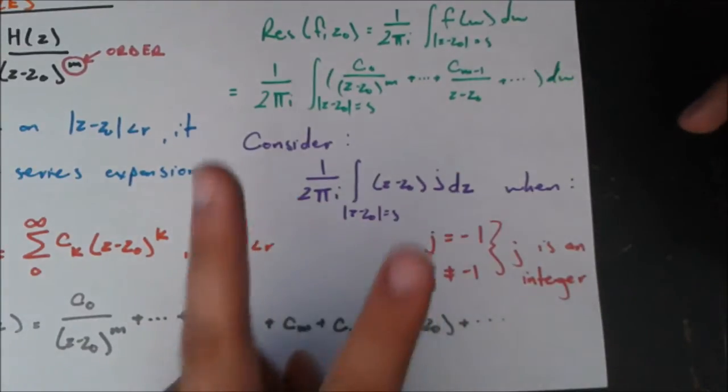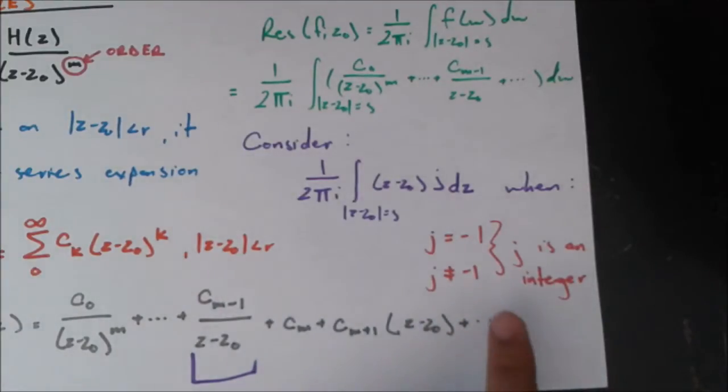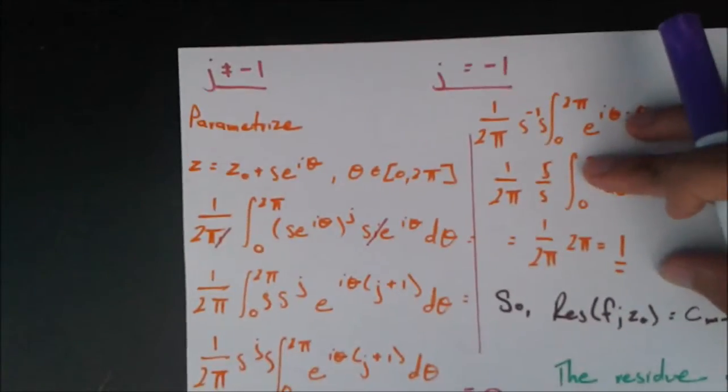Now we're going to consider it for two different cases. Consider it when j is equal to negative 1 and j is not equal to negative 1. And j is always an integer, that's the j right here. So now we're going to consider j not equal to negative 1.